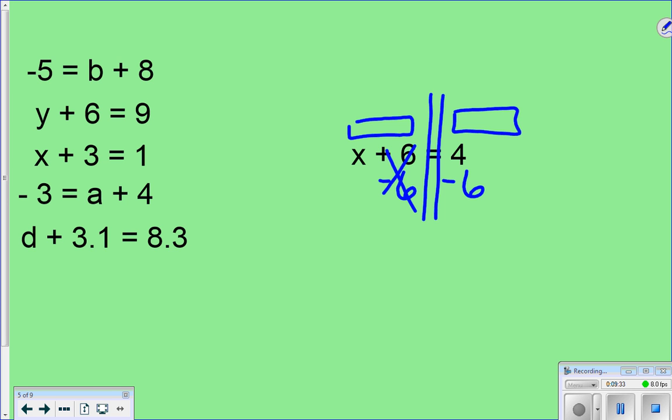So then what I like to do is I like to make a line, because that tells me what my answer is. I did all my work up here. So then I make my X, my equals. Well, what's 4 minus 6? Negative 2. There's my answer.